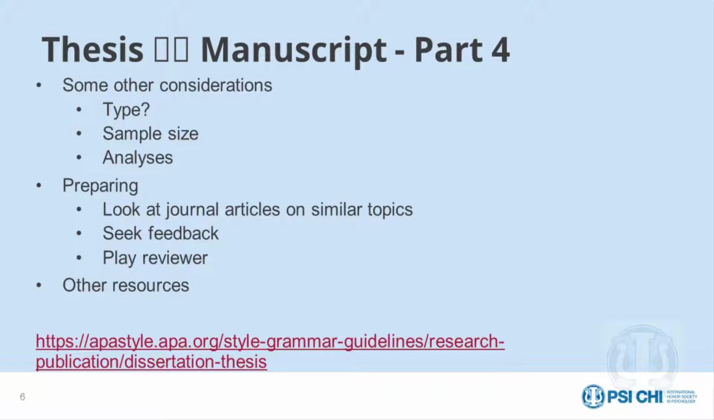The last little bullet point I have here is some other resources. APA's Style Blog has a good little blog article about publishing your dissertation or your thesis. So if you're looking for more information, that might be a good external source to take a look at.